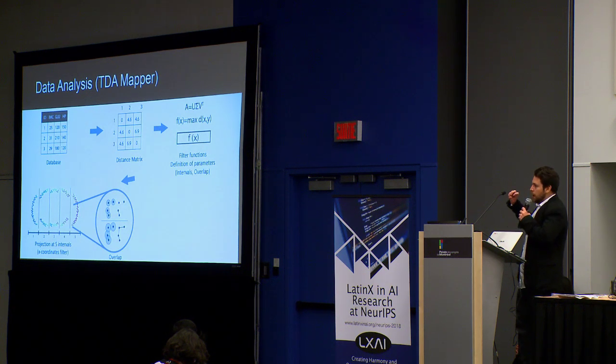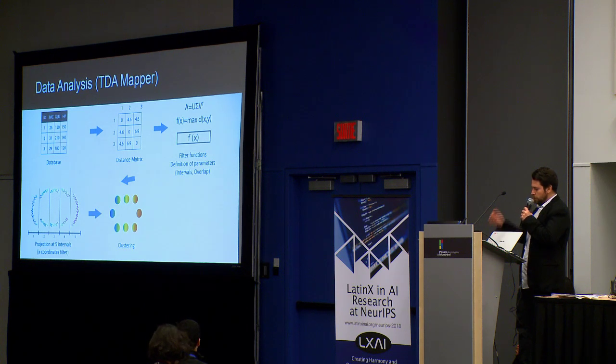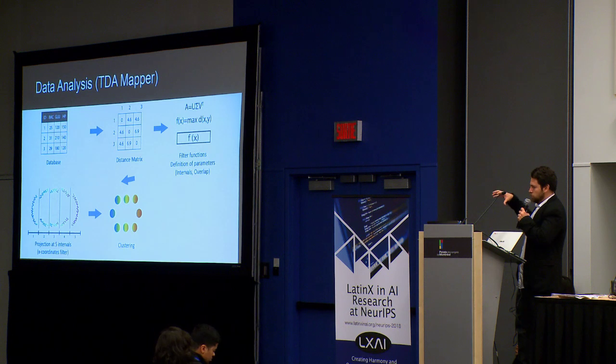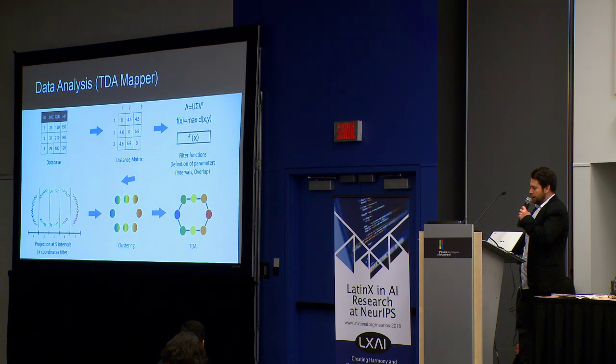This means how many connections we're going to create in these clusters. So in the end, once you define your parameters, you have to cluster your data points into different groups. And finally, based on the percentage of overlap, you create the networks of clusters. So in the end, TDA is kind of a combination between clustering and social networks.